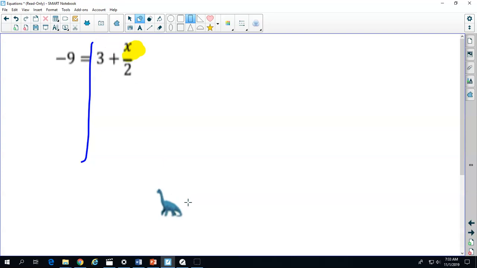What I'm going to do first is get rid of that 3, that positive 3. So since it's a positive 3, I'm going to add a negative 3 or subtract 3. And then I'm going to subtract 3 from negative 9.